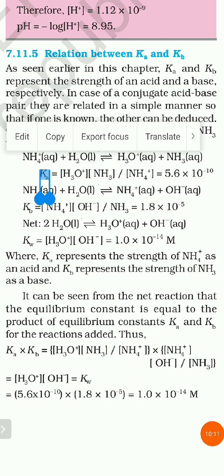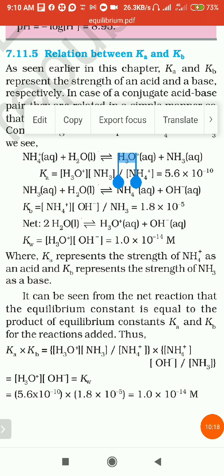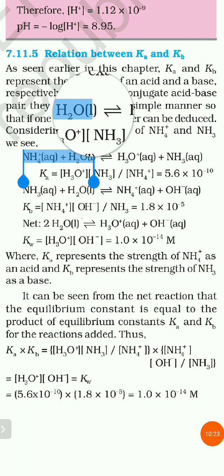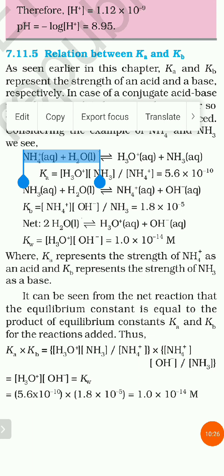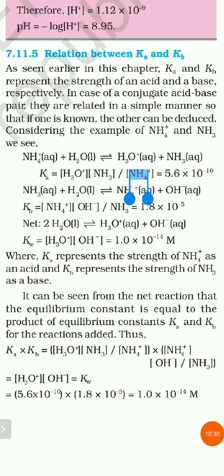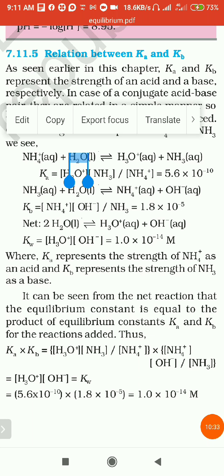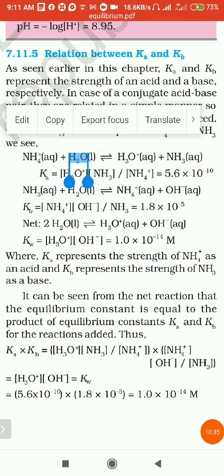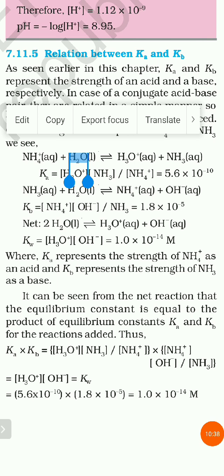Therefore, this is for the acid, Ka. How do we express the equilibrium constant for an acid? Concentration of products divided by concentration of reactants. Sir, there are two reactants, but I wrote only NH4 plus, not H2O. Why? Because for pure water the equilibrium constant value is always equal to 1, a constant. The equilibrium constant value of water will be constant.